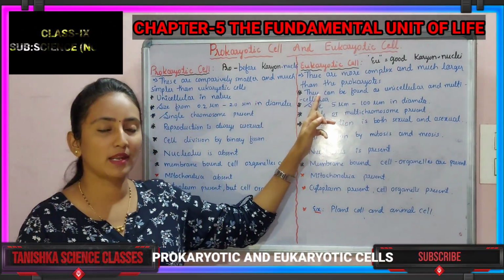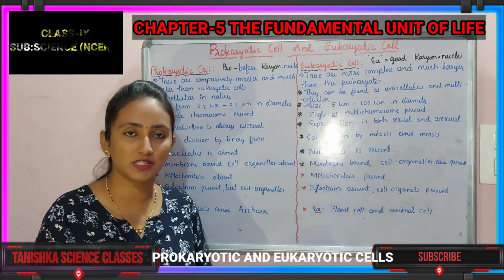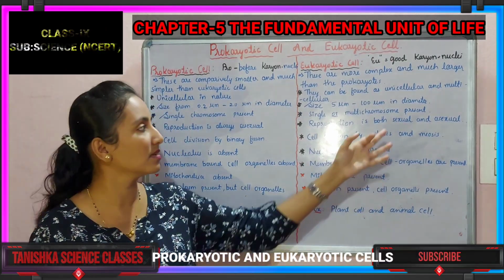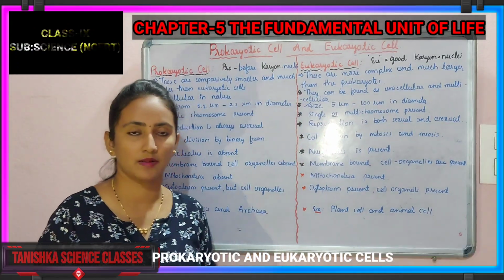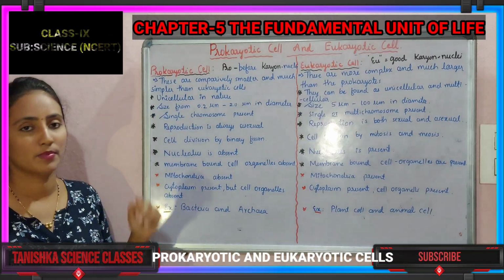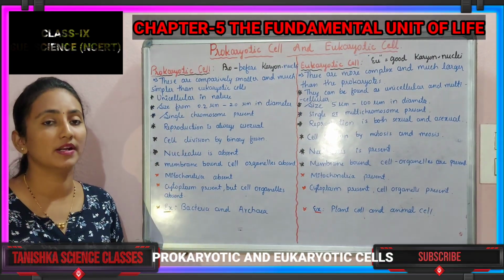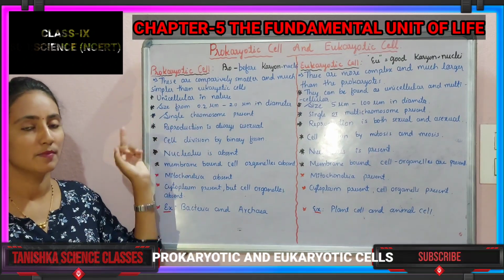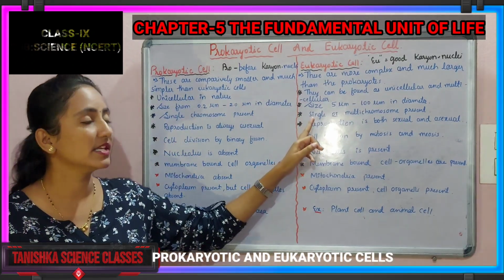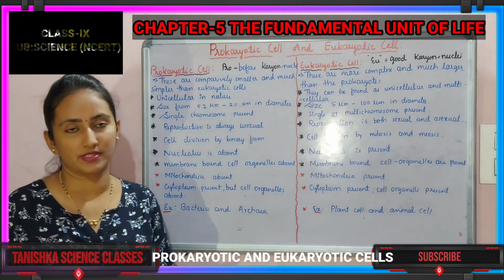So who are eukaryotes? The eukaryotic cell can be found in both unicellular and multicellular organisms. Only in unicellular organisms can we observe the prokaryotic cell. Next, only one single chromosome is present in the prokaryote. Single or multiple chromosomes are present in the eukaryotes.